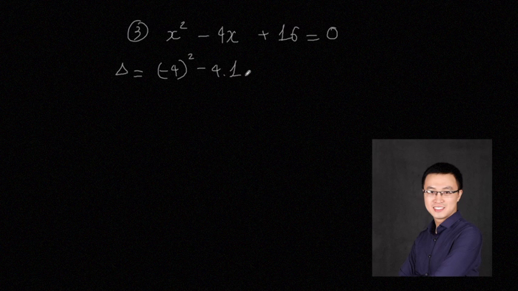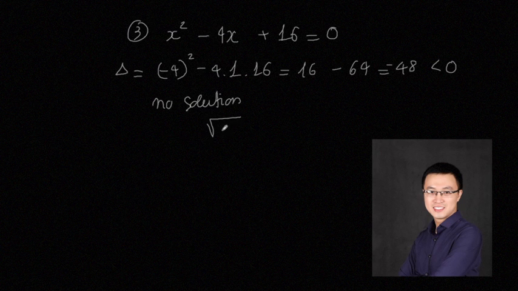Example 3: x squared minus 2x plus 16 equal to 0. Identify delta first: b squared minus 4ac, with a equal to 1 and c equal to 16. Minus 2 squared you get 4, and minus 4 times 1 times 16 we get 64. So we get 4 minus 64, which is negative, less than 0. That's why we have no solution for this case, because the square root of delta doesn't exist. So we have no solution for example 3 here.